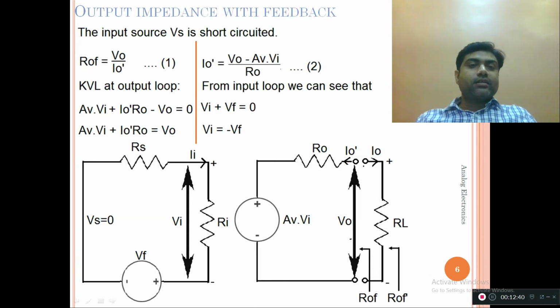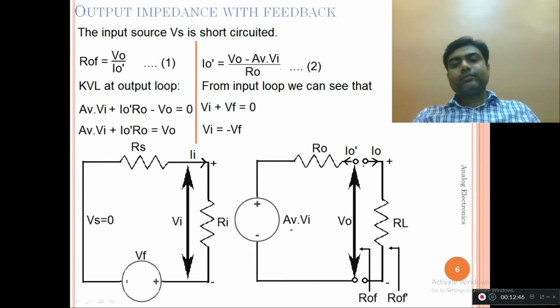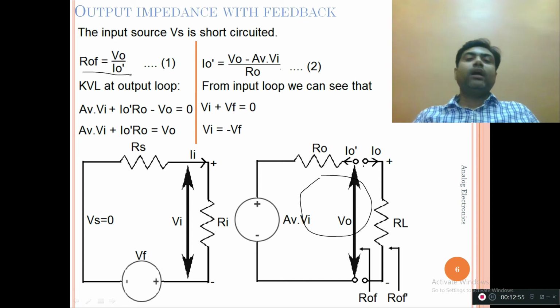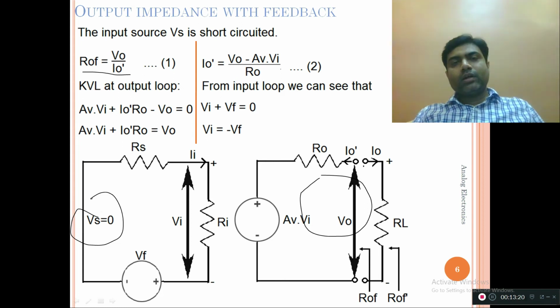Moving ahead, let us discuss the output impedance with feedback. So now we are interested in the output circuitry, and we want to find out ROF. ROF must be V0 upon I0. And if you remember the Thevenin's circuit, or the calculation of output impedance, you should also remember that whenever we are talking about the output impedance, then the voltage source must be turned off, or the current source must be turned off. Since it is a voltage source, we are shorting it. If it would have been a current source, we would have opened it.